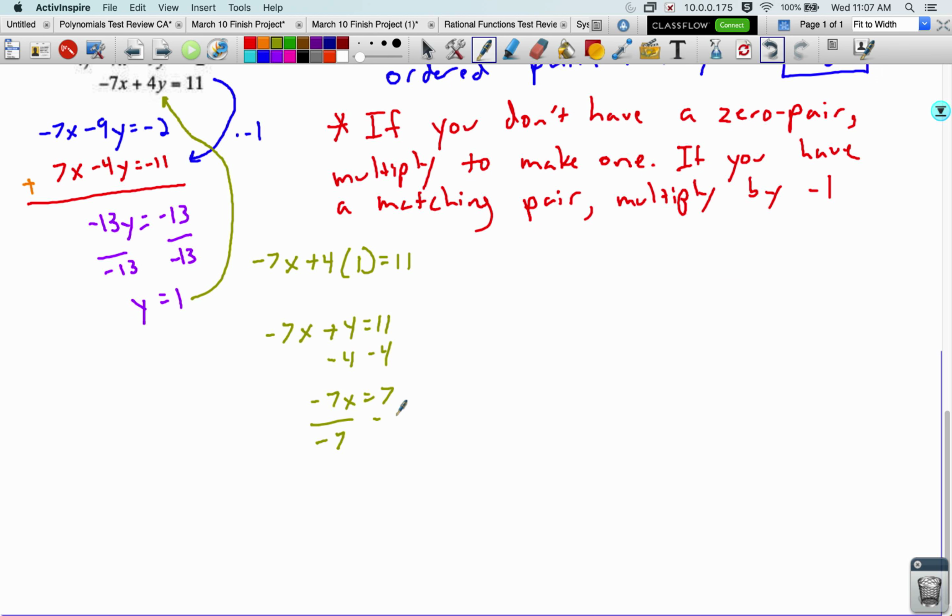Divide by negative 7, divide by negative 7. x equals positive divided by negative is always negative, so negative 1. Write our final answer as an ordered pair. Negative 1, comma 1. Put a box around that, and we're done.